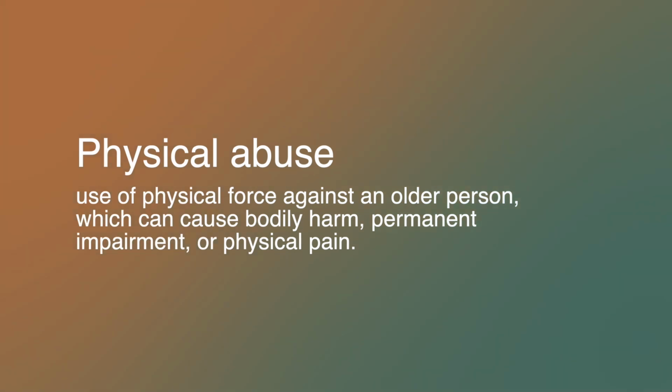Now we are going to discuss each type of abuse in detail and give descriptions of certain signs which can indicate whether an older person is experiencing this particular type of abuse. Physical abuse refers to the use of physical force against an older person, which can cause bodily harm, permanent impairment, or physical pain.